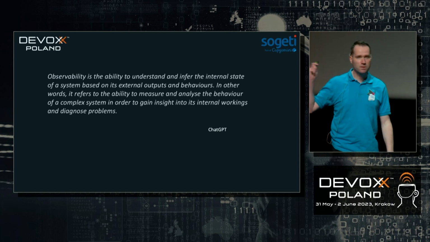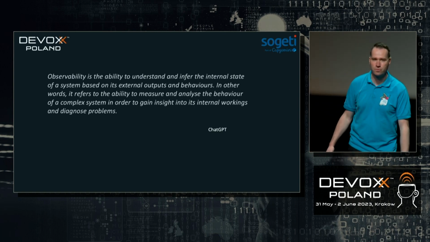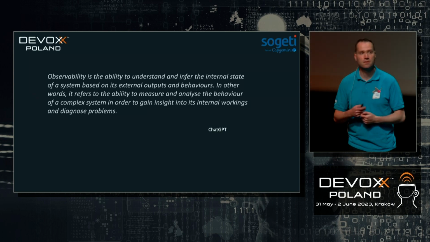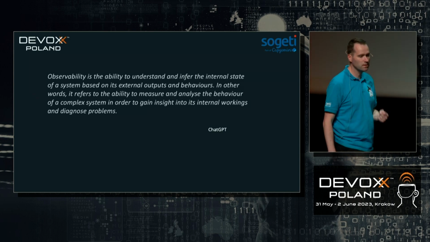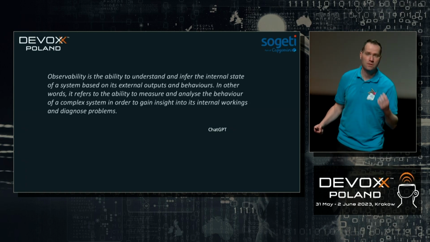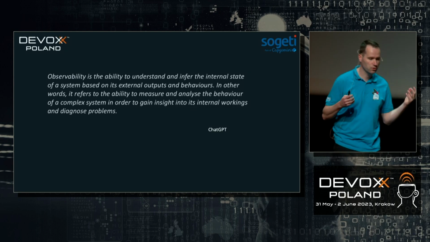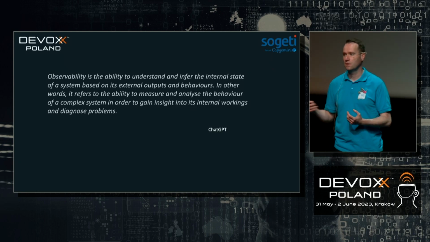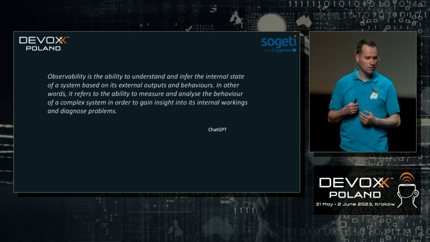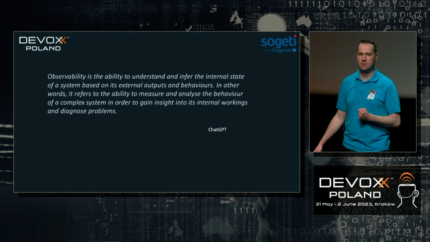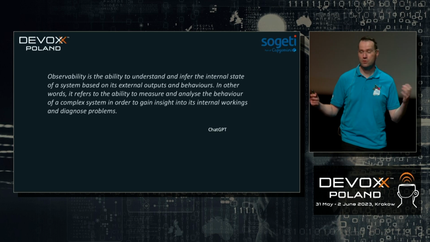And this is what ChatGPT says about observability, because indeed these days you have to have something like that in your talks, right? So it's the ability to understand and infer an internal state of a system and its behavior by measuring and analyzing that and then using that to diagnose problems. But diagnosing problems is not the only thing you can do with it. You can look at inefficiencies and you can look at sustainability.